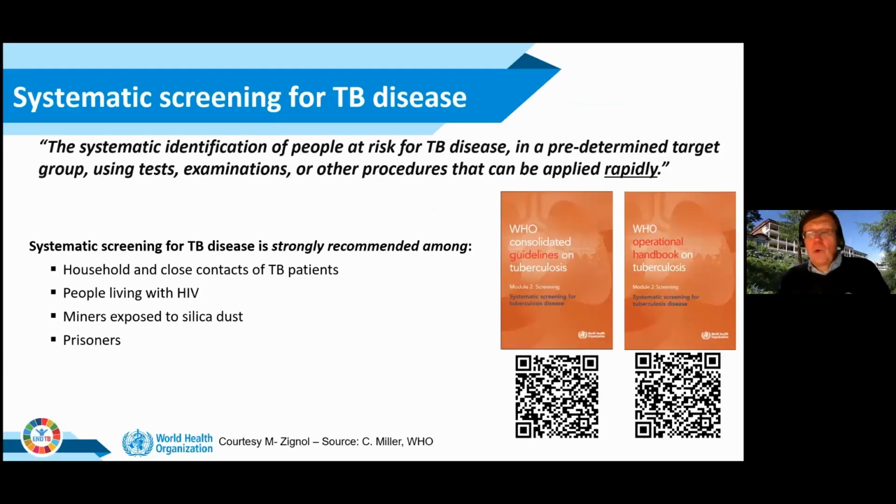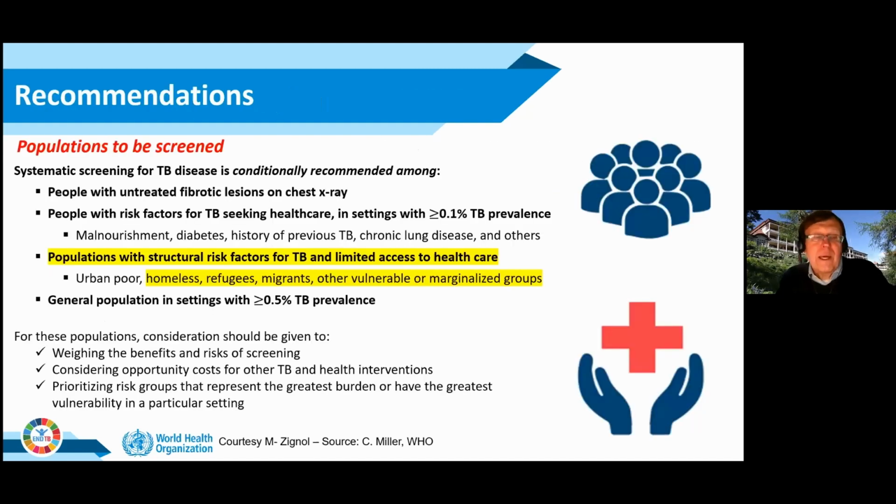Now, when you look at the WHO recommendation, these are the 2021 recommendations on screening, that is the systematic identification of people at risk in order to then intervene. Apart from what you see at the bottom there, household and close contacts, people living with HIV, minors, prisoners, you have the following recommendation for populations also to be screened that was considered conditionally recommended. People with untreated fibrotic lesions, etc., and then populations with structural risk factors for TB and limited access to health care, which include obviously homeless, refugees, and migrants.